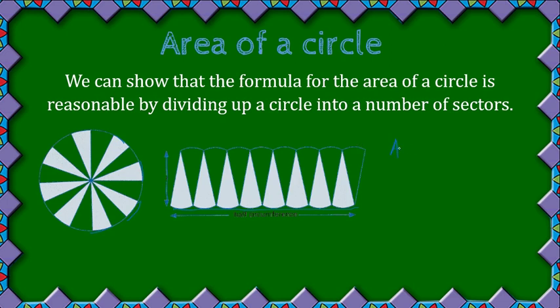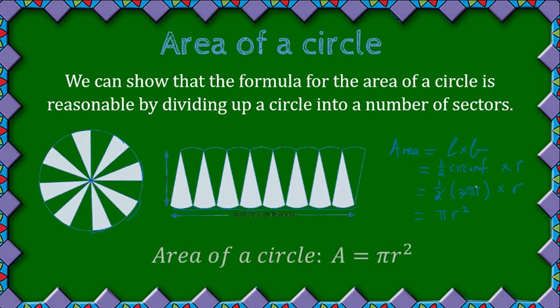So to get the area of a rectangle, we normally say length times breadth. In our case, we're going to have the length as half of the circumference, times our breadth, represented by r, the radius. Now we know the formula for the circumference is 2 pi r. So we just replace the circumference there, and then we can simplify this formula. The 2's will cancel, the r's multiply together, and we're left with pi r squared. So the area of a circle is simply pi r squared.